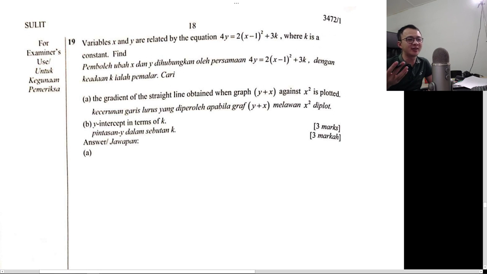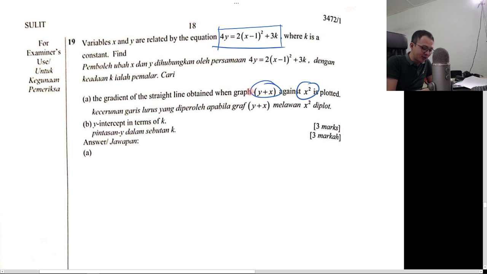Yeah, you can use the negative y-intercept over x-intercept to find the gradient, but only for intercepts. Okay, variables x and y are related by this equation, where k is a constant. Find the gradient for the straight line obtained when the graph is y plus x against x squared. Right, so it's a linear law. So I need to change this equation. Based on this information, I know my equation should look like this.